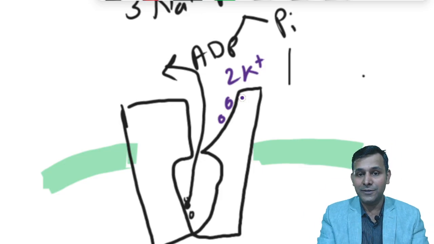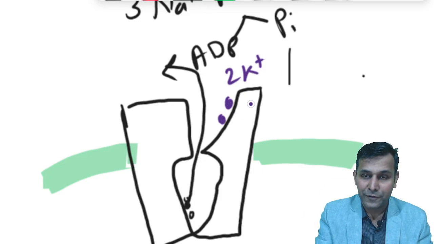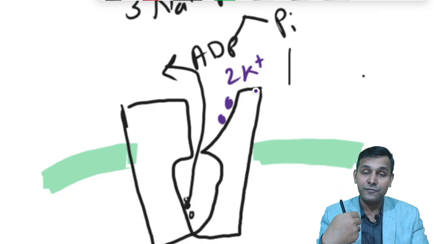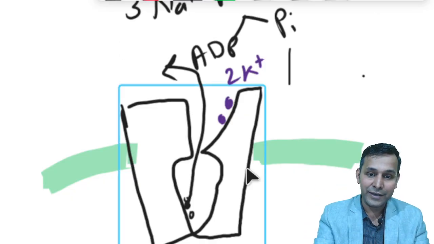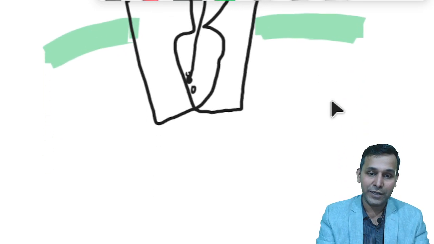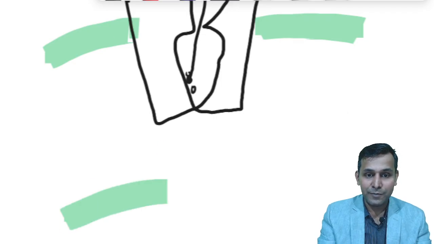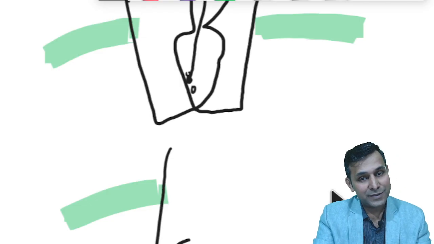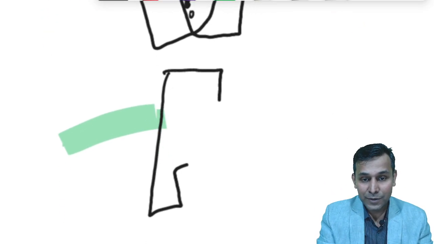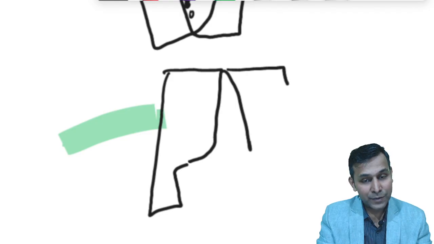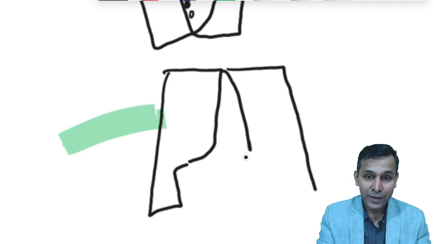bind to the outer face, and the moment potassium ions bind to the outer face, the pump comes back to its configuration of the initial state. That is, again, it becomes closed from outside and open from inside. And in this manner, the potassium ions are taken back inside the cell. So the pump takes 3 sodium out, but in exchange it takes 2 potassium inside the cell.